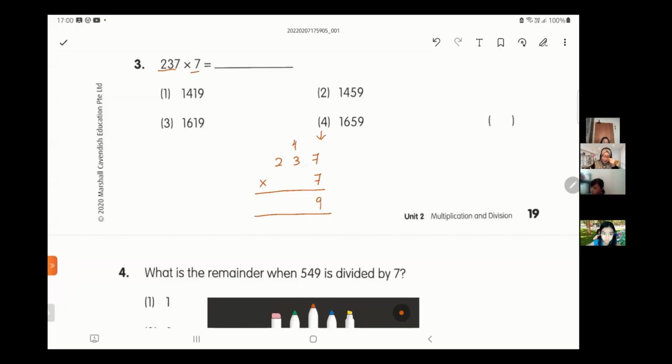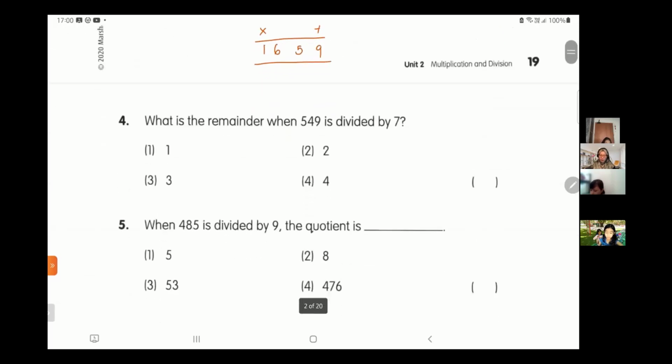Then 3 times 7 is 21. 21 plus the 4 on top is 25. 5 here, 2 on top. 2 times 7 is 14. 14 plus 2 is 16. The answer is 1659. Number 4. Okay. Next one, question number 4.